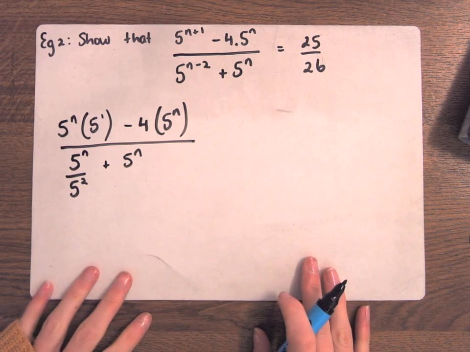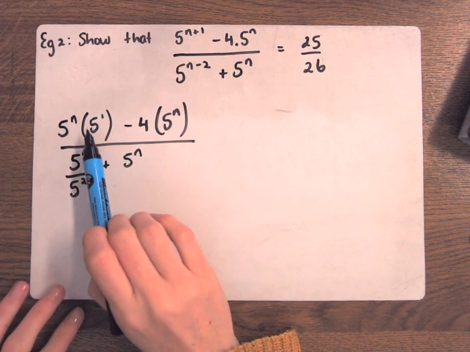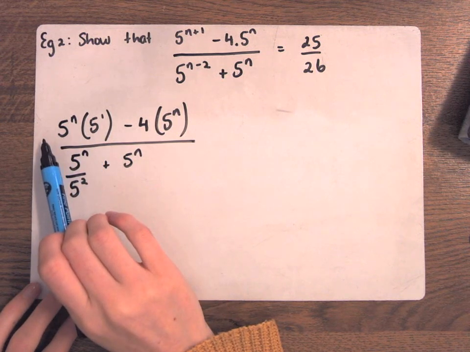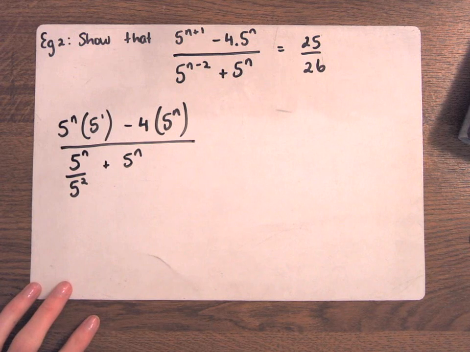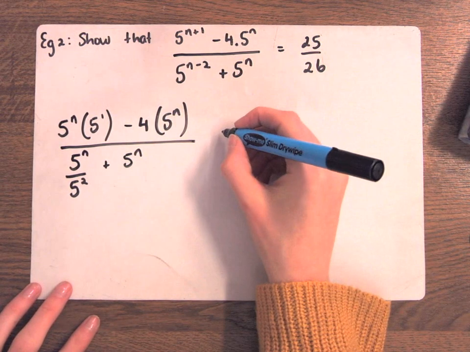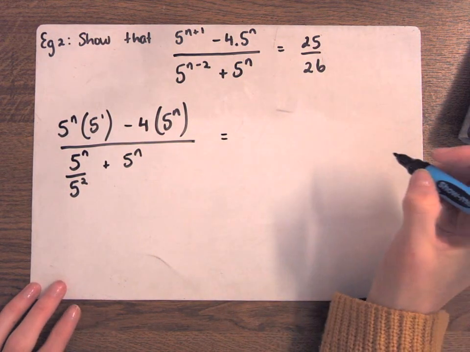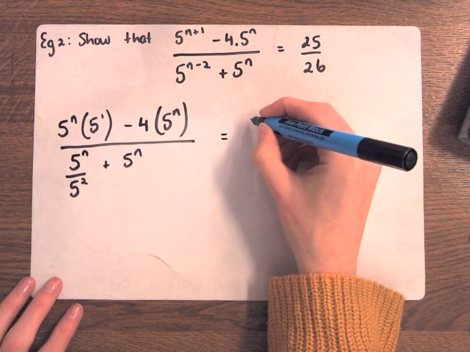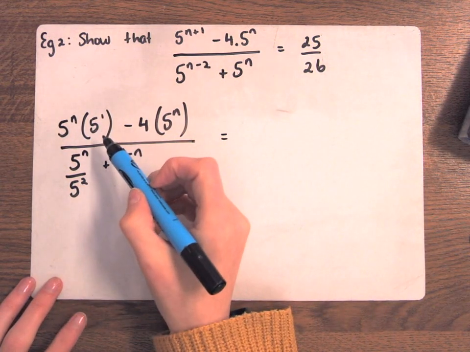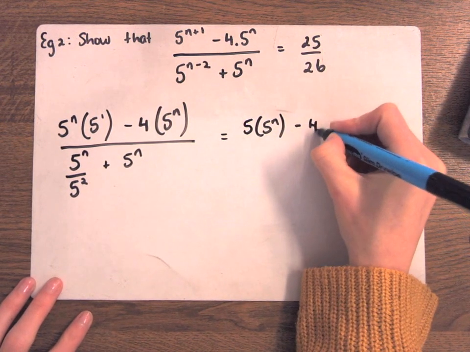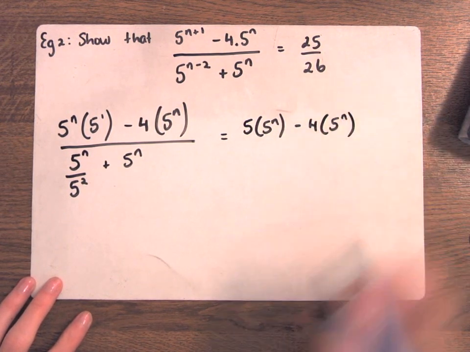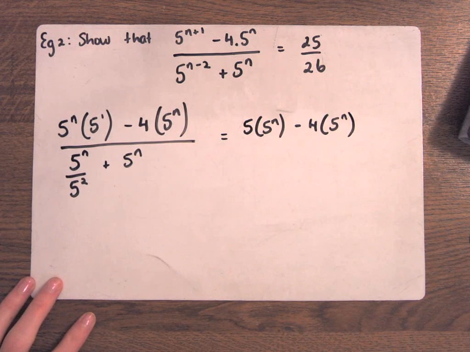Now, up here, let's just keep tidying. This is 5 times 5 to the power of n minus 4 times 5 to the power of n. 5 5n's, take 4 5n's. What have you left? Yeah, good. That would be 1 times 5 to the power of n, or just 5 to the power of n. Okay, let's leave it like that for a second.